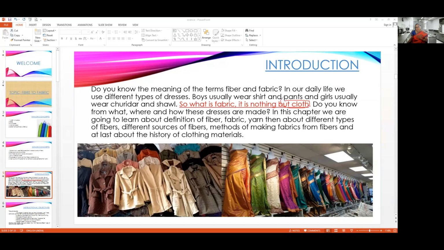Do you know how we get our dresses and how these dresses are made? In this chapter, we are going to learn about that only. How are these dresses made? How do we get different fancy dresses? Okay, so the next slide.